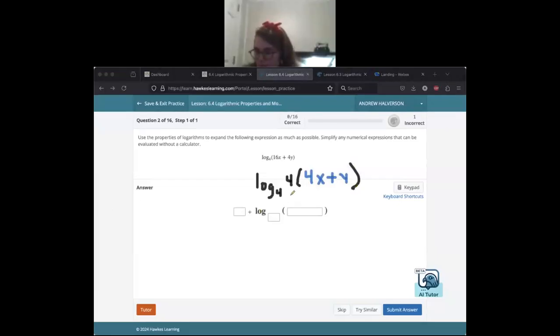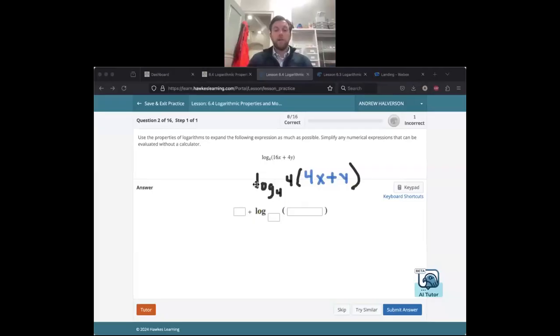So now we break it up. Now I'm multiplying something. I have the multiplication of 4 times 4x plus y. So I can apply my product rule. So this becomes log base 4 of 4 plus log base 4 of 4x plus y.